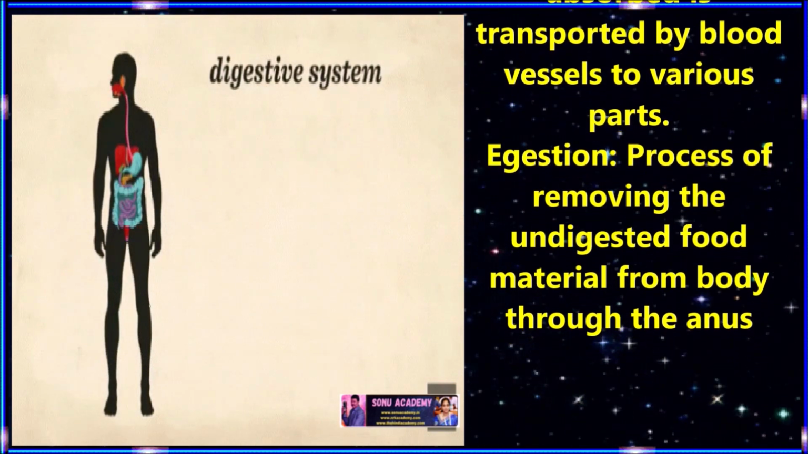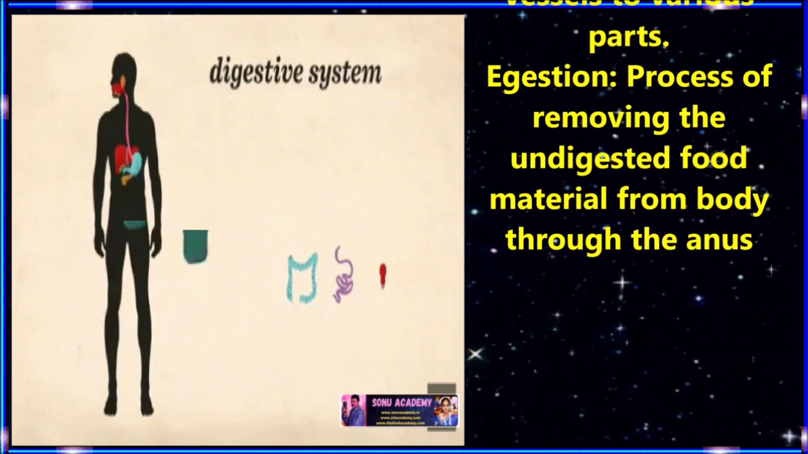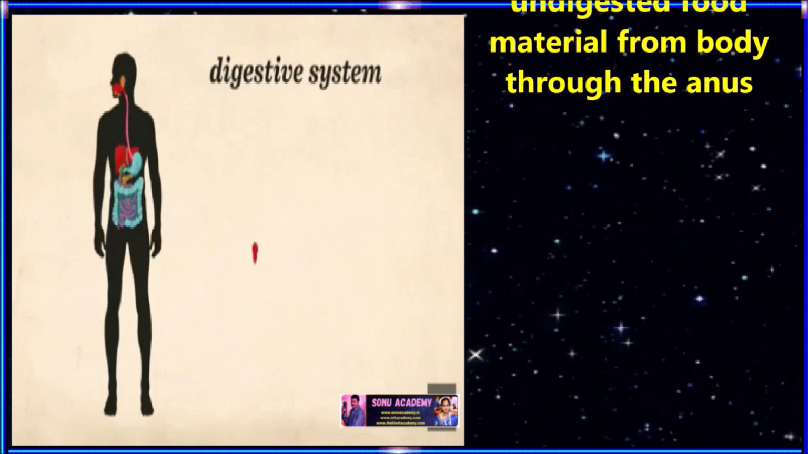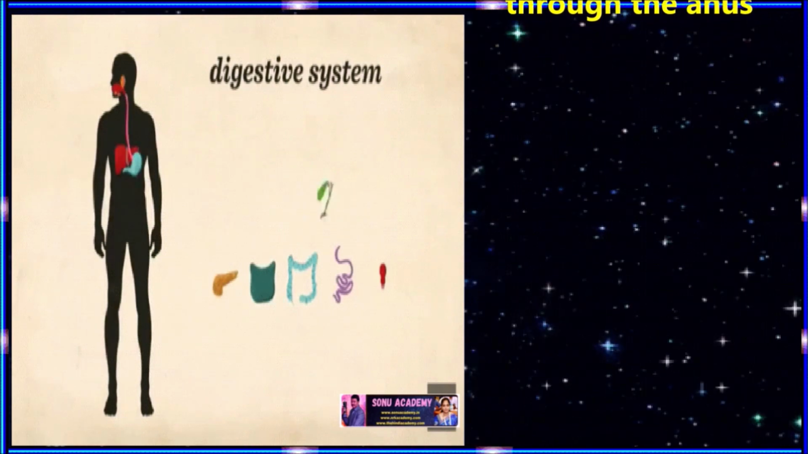Let us see the last step of the human digestive system. It is called egestion. The process of removing the undigested food material from the body through the anus is called egestion.